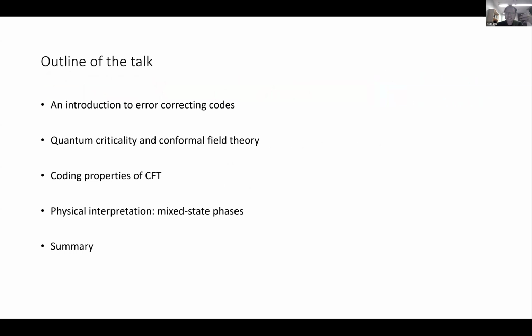And then I will combine the two ingredients together to talk about the main topic of this talk, which is the coding properties of a conformal field theory. So far, it's mainly focused on quantum information, but if you really talk about physical systems, you can understand these code properties using general notions of phase of matter, especially the generalization of the traditional view of phases of matter into mixed states. I will briefly go into that, and then I will mention a summary and future directions of this work.